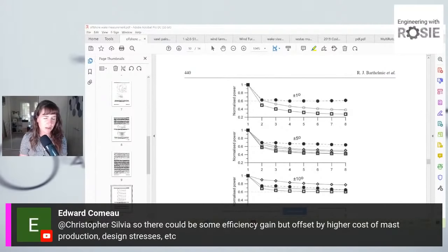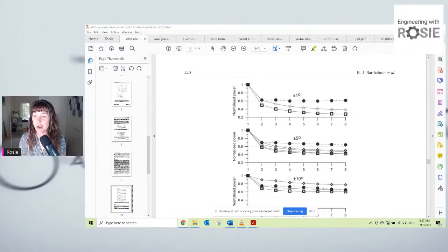Okay, so from Edward Como, sorry if I said your name wrong, I'm sure I did. Referring back to Christopher, so there could be some efficiency gain, but offset by higher cost of mass production, design stresses, etc. And yeah, you've hit the nail on the head there. It's all a giant multidisciplinary optimization problem, which anything to do with wind turbines is. There's just everything affects everything else, and it's really hard to optimize because there's just so much going on.